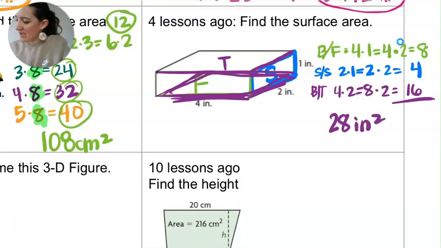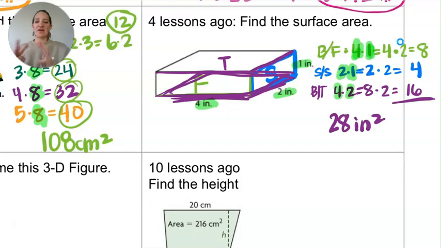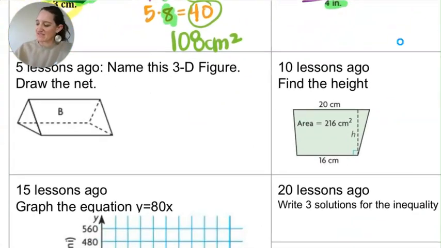inches squared. Now here's the trick with these. There were 3 numbers, and all 3 numbers took a turn being times by each other. The 4 times with the 1, the 4 times with the 2, and then the 2 times with the 1, and the 1 times with the 4. So all 3 of them got a chance being times with each other. It's another way that you can kind of look at it and see.